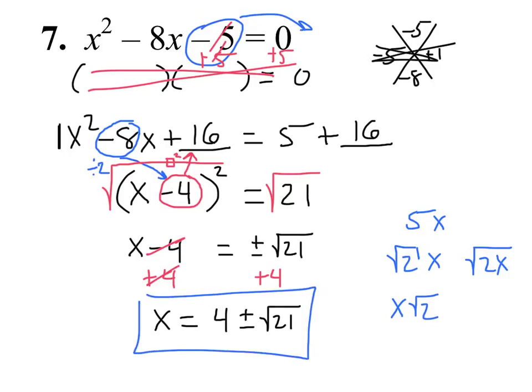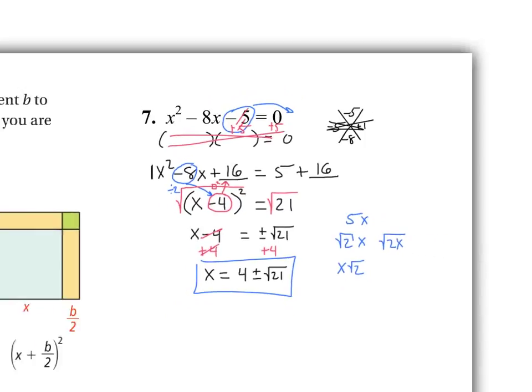So that is your answer. 4 plus and minus the square root of 21. That is an exact answer because the square root of 21 left in radical form is an exact answer. If we wanted to approximate this, we would have to plug it into a calculator, take the square root of 21, get that decimal, and then take 4 plus that decimal, and then 4 minus that decimal to get our two answers.